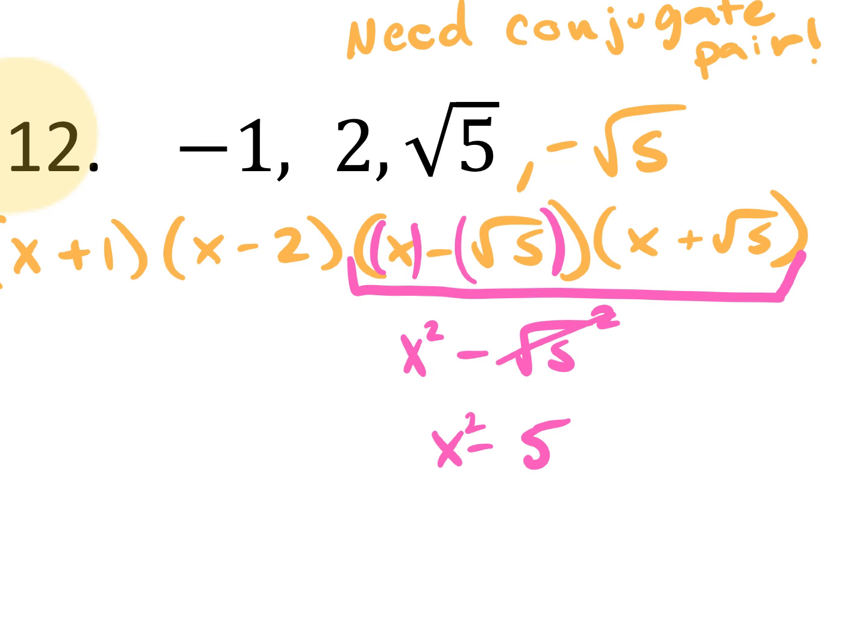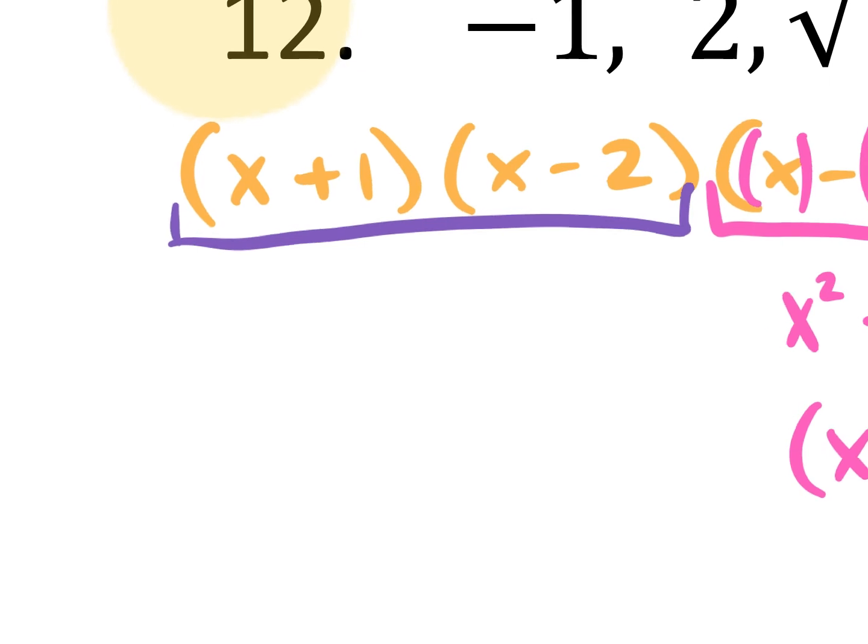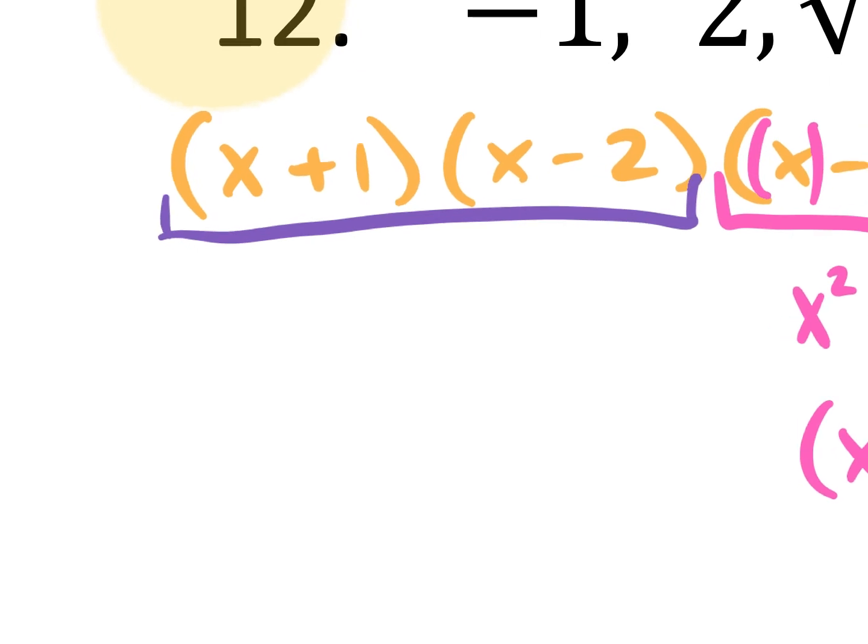Sorry, x squared minus 5. So that's what we get when we FOIL the conjugate pair out, or when we do the shortcut. Next, I'm going to multiply these two together. It doesn't really matter the order that you do it. You could multiply x minus 2 times x squared minus 5. That would be fine. But I'm going to multiply these two first.